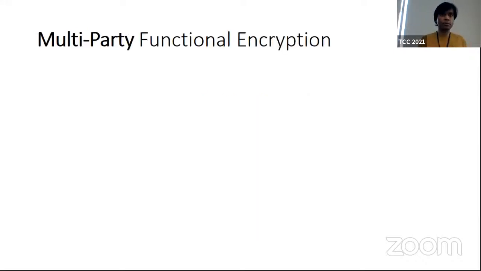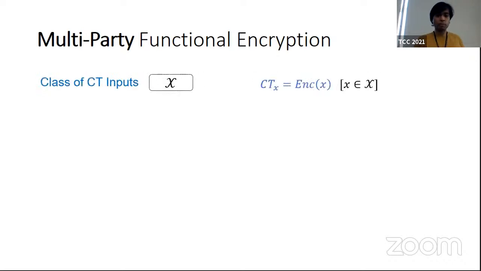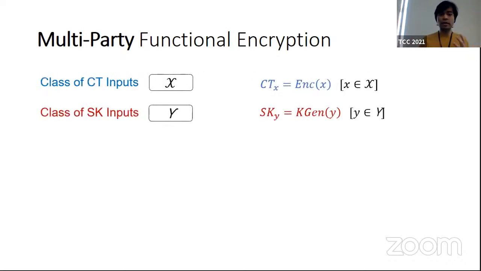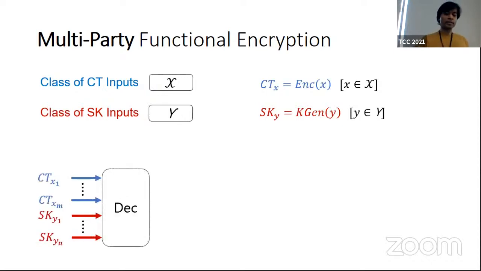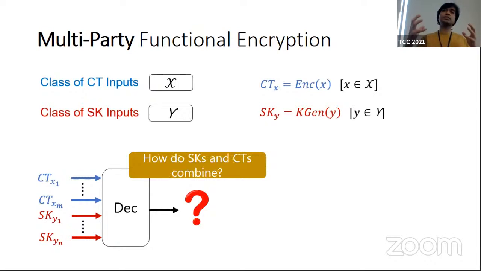So just quickly, I'll tell you how we formalize the notion of multi-party functional encryption to give you some intuition. We will have two classes of inputs, and in each secret key and each ciphertext we encrypt or encode inputs. The decryption algorithm is going to take as input a polynomial number of ciphertexts and secret keys. And the question would be, how will the decryption algorithm combine them? There is no notion of functions existing anywhere.